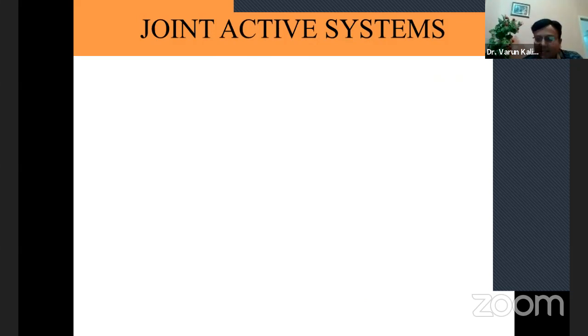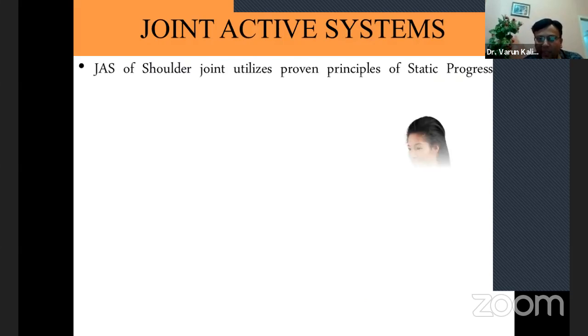We have already seen the stretching exercises. Those stretching exercises will help us to increase the range of motion by stretching the soft tissues like muscles, joint capsules, or other soft tissues. But if we want to maintain that stretch, we can use the joint active system.